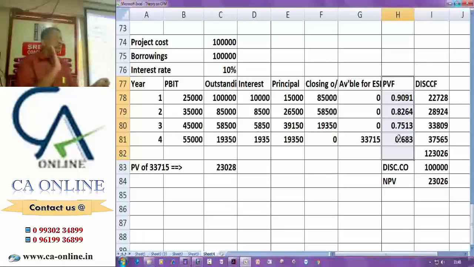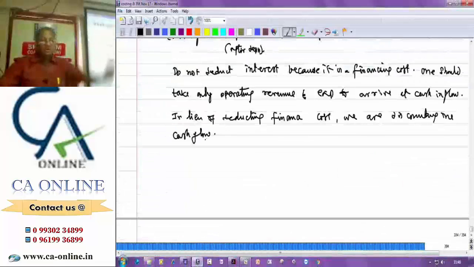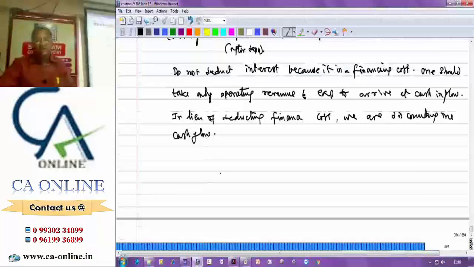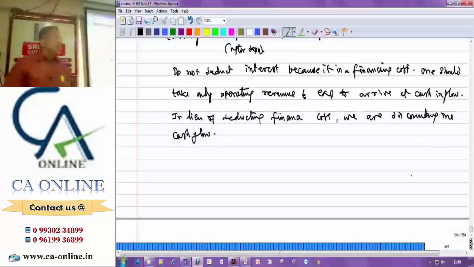So the cash flow should be before deducting interest. If you deduct interest in arriving at the cash flow and then discount again, it will amount to double counting. That is what I said here. What have we said? Do not deduct interest because it is a financing cost. One should take only operating revenue and expenses to arrive at cash inflow. In lieu of deducting finance cost, we are discounting the cash flow. So do not deduct what? Interest. Discounting the cash flow itself is amounting to deducting interest.